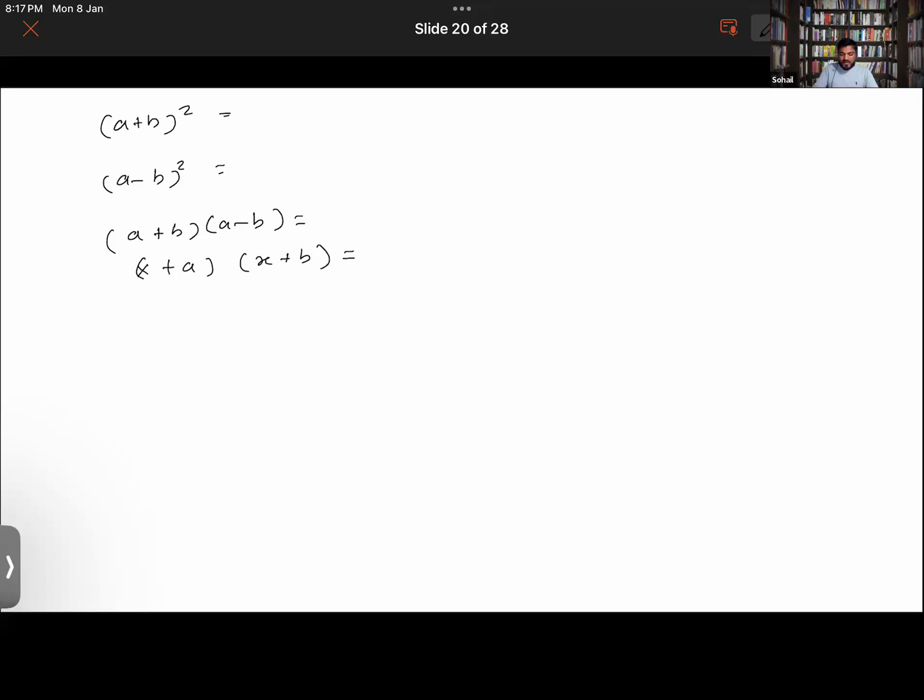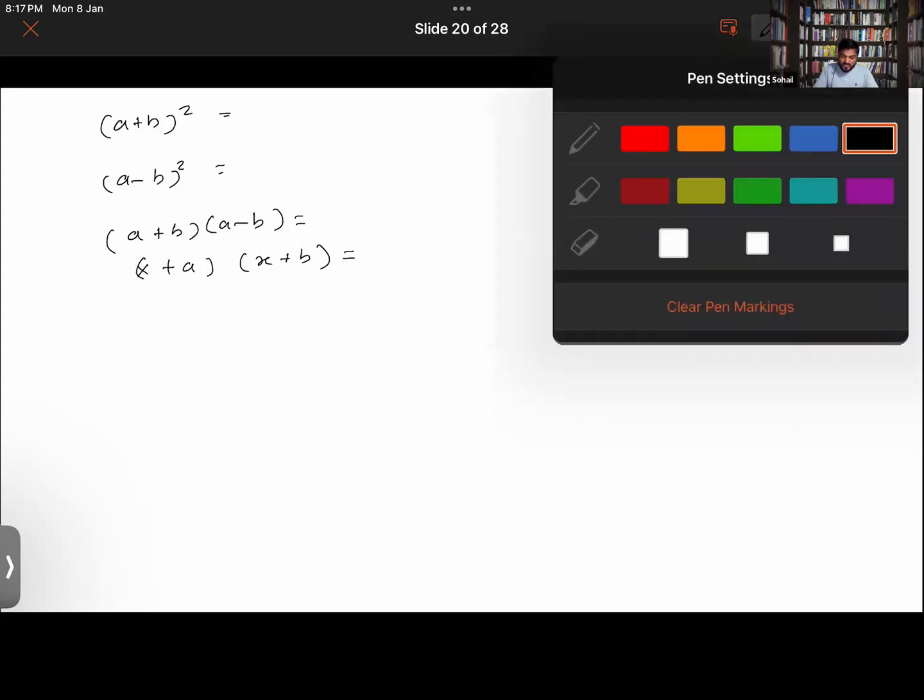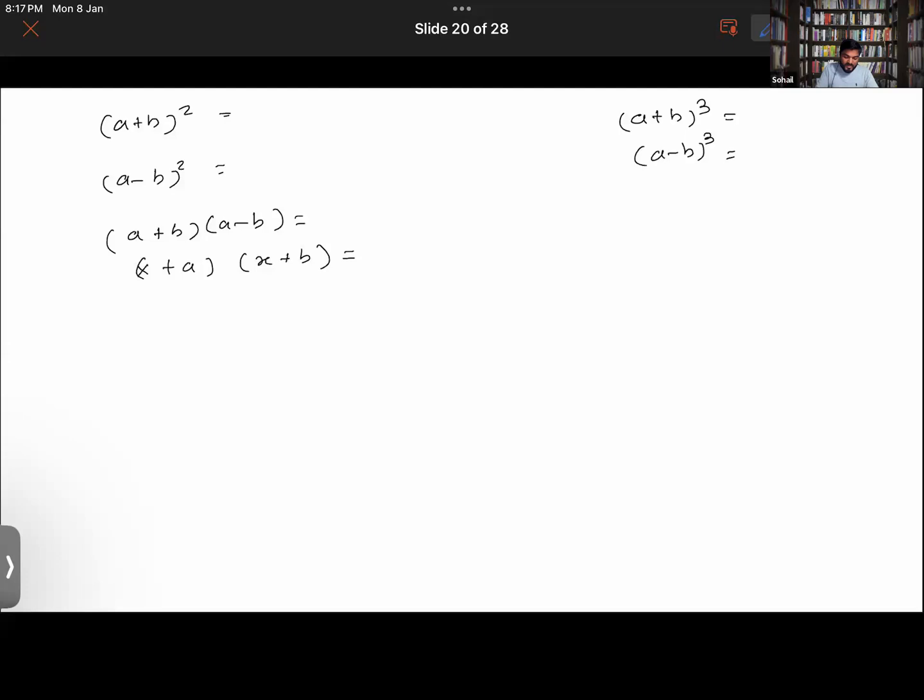Okay, and Arhan, since you have studied some more identities yourself, you could be answering this one also. (a plus b) whole cube equals to what? And (a minus b) whole cube is equal to what? Okay, so starting from you, Arham, answer the first two.